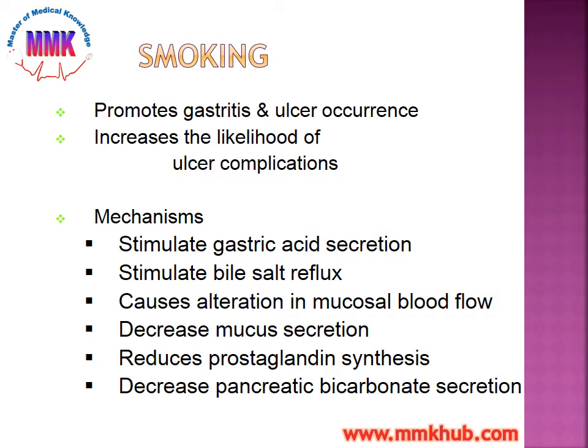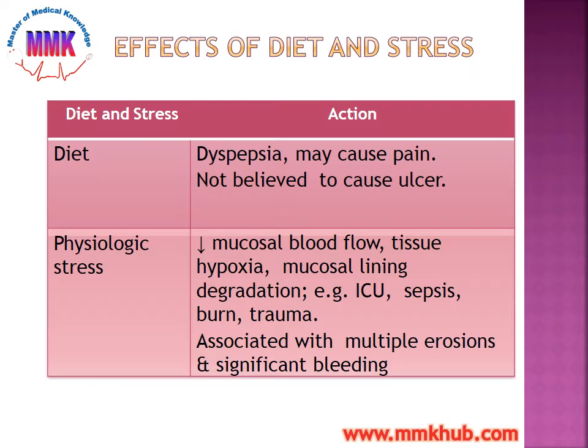Smoking. Smoking promotes gastritis and ulcer occurrence. It increases the likelihood of the ulcer complication. What is the mechanism behind the ulcer formation in cases of smoking? It includes that smoking stimulates the gastric acid secretion, it stimulates the bile salt reflux, it causes the alteration in the mucosal blood flow, it decreases the mucus secretion, it reduces the prostaglandin synthesis, which acts as a protective mechanism, and it decreases the pancreatic bicarbonate secretion.